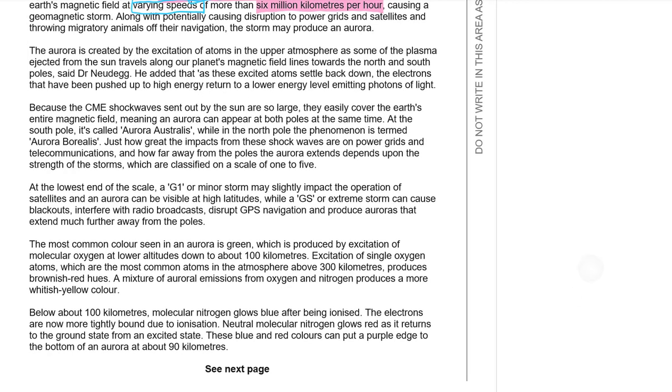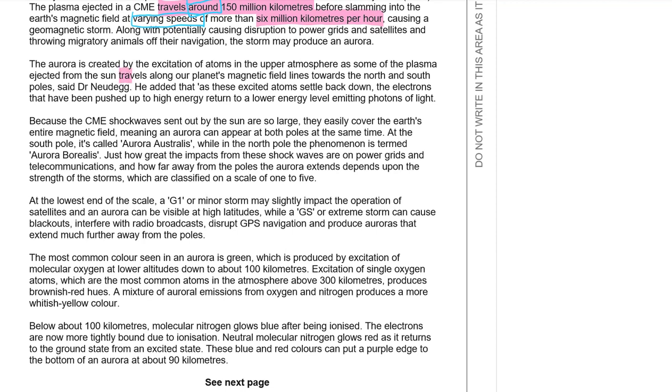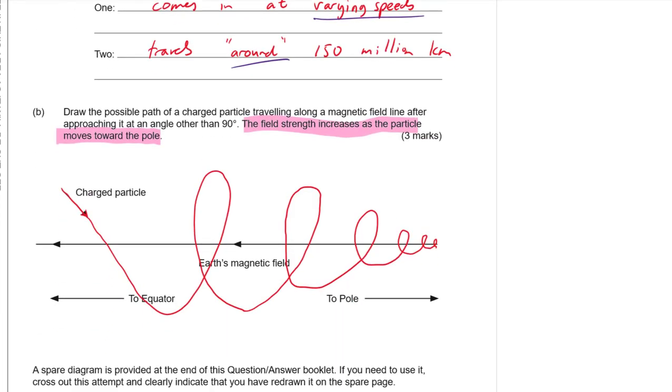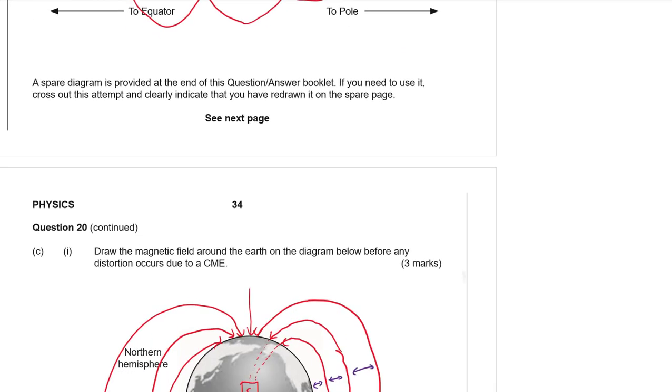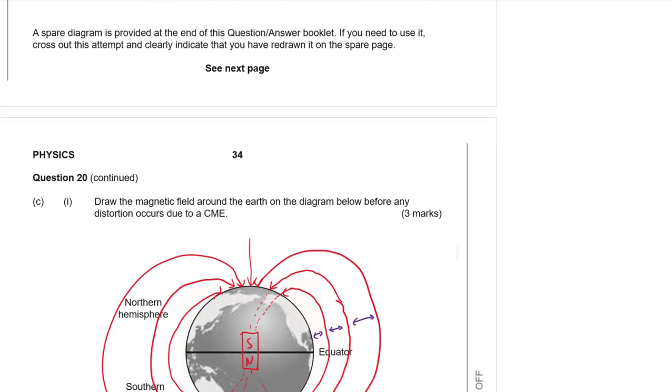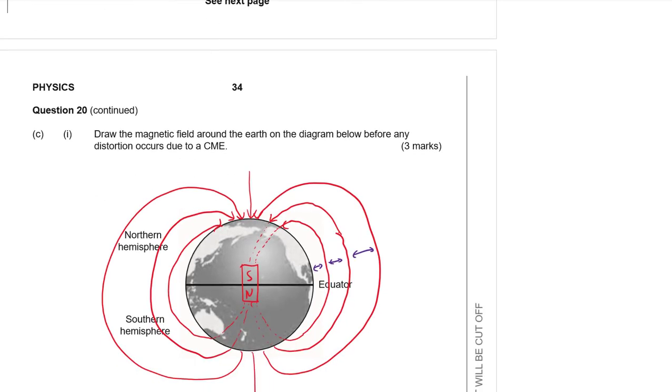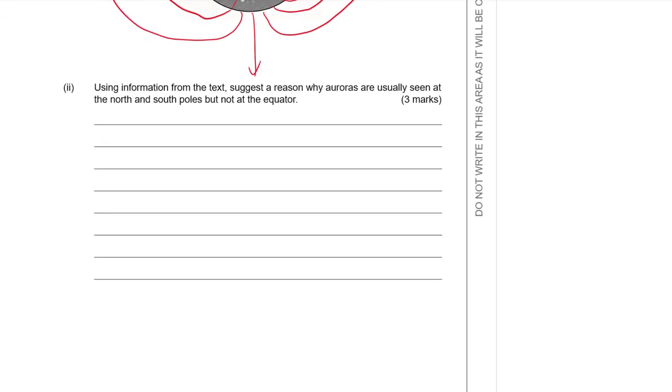So it's telling us that they travel along our planet's magnetic field lines towards the north and the south poles. So similar to that diagram that we drew here, they travel along the magnetic field until they reach the poles. Now, if they're sort of following those lines, you'd expect that they'll condense up. So this is how I'd write it.